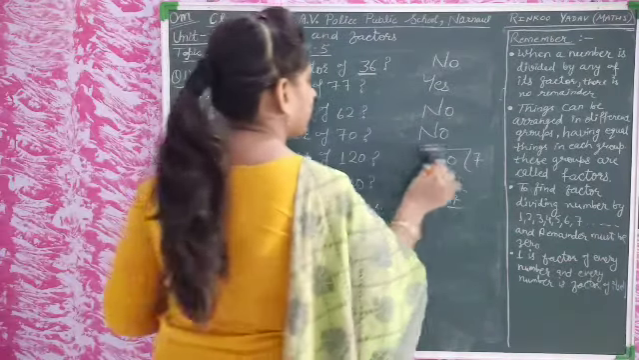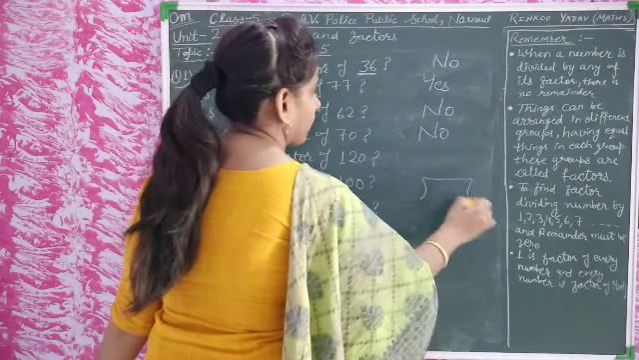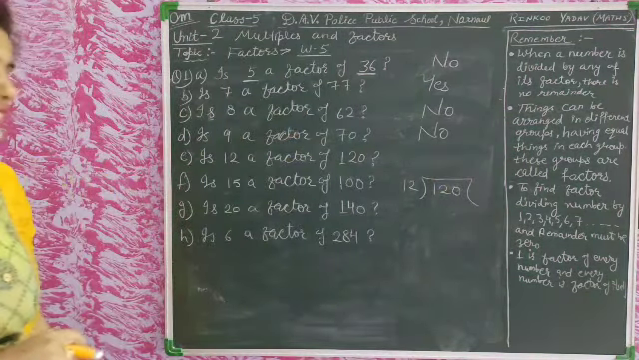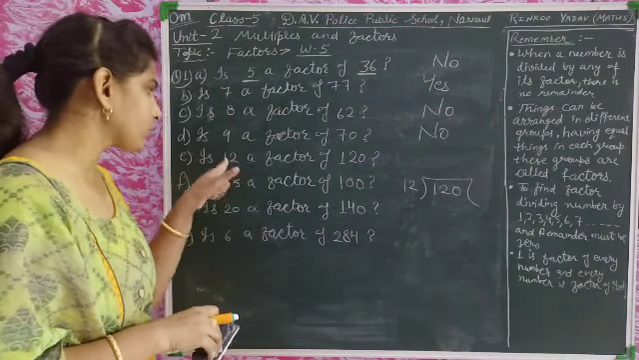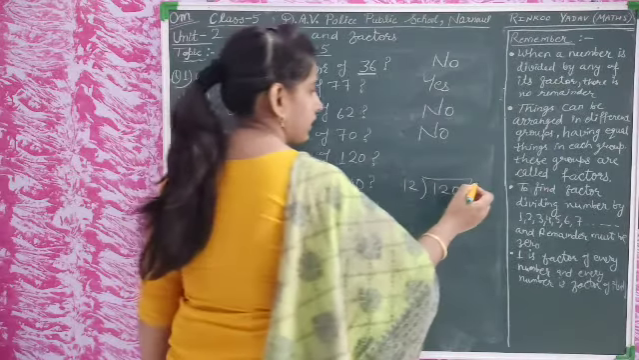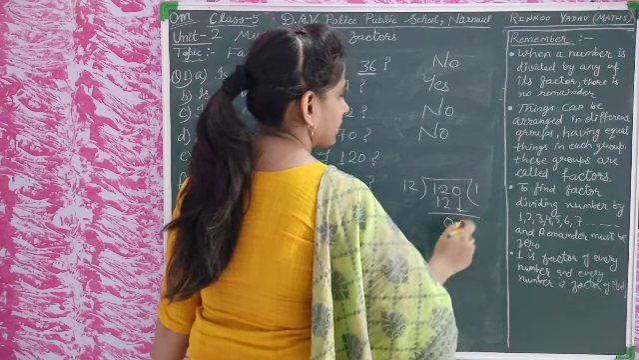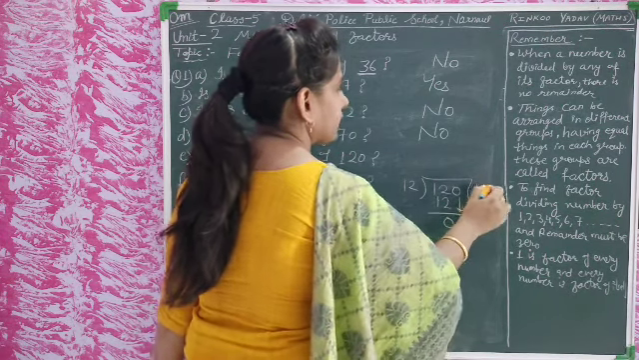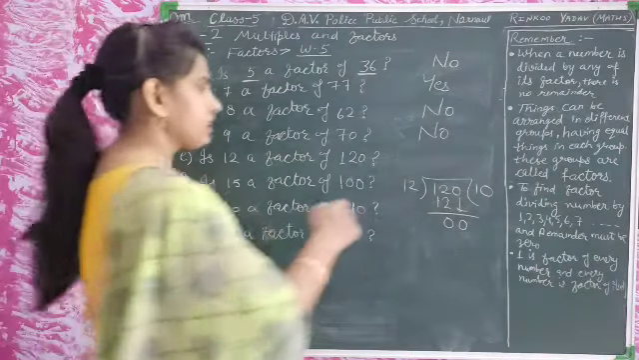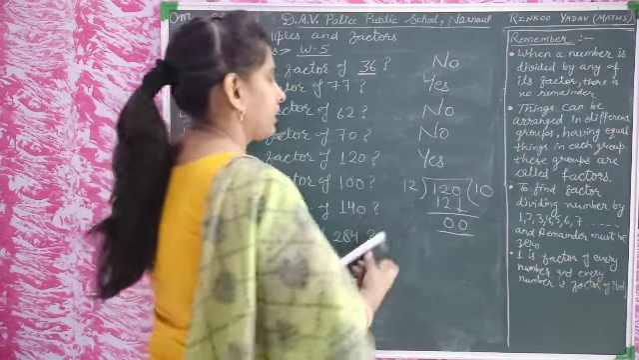Now let's check the next number. Is 12 a factor of 120? 120 is the number and we will check whether 12 is a factor or not. Let's check there. 12 ones are 12 here. Then 0. There is a 0 but it doesn't divide, so it is near the 10. It means there is the remainder 0. Yes, this is a factor here.